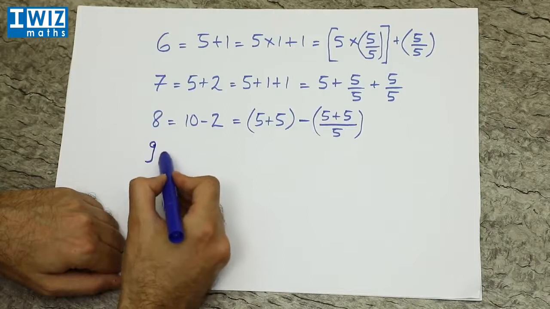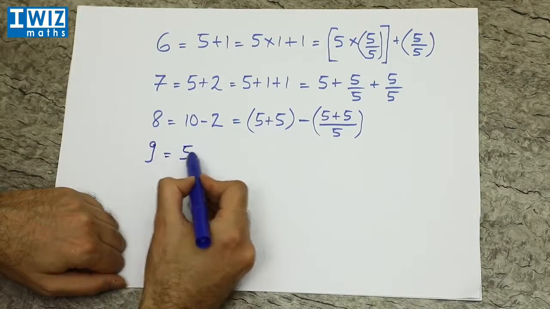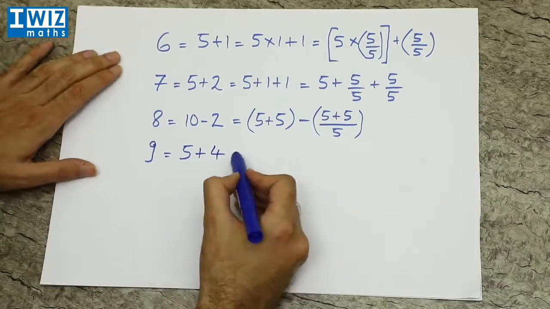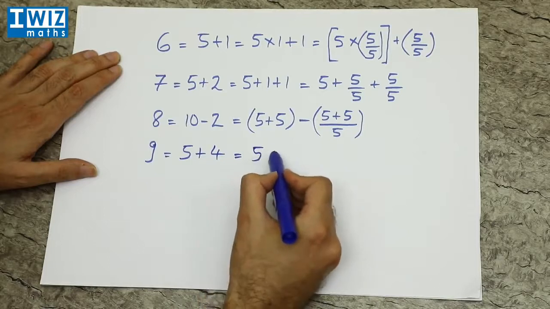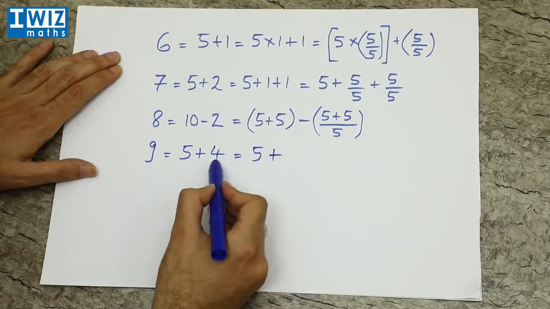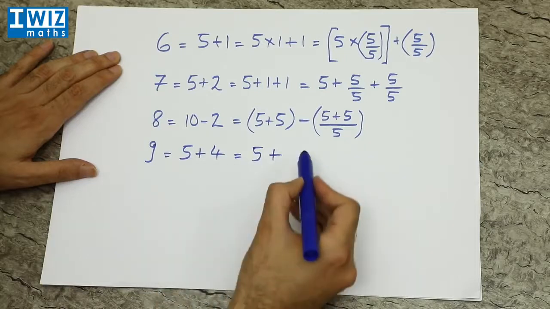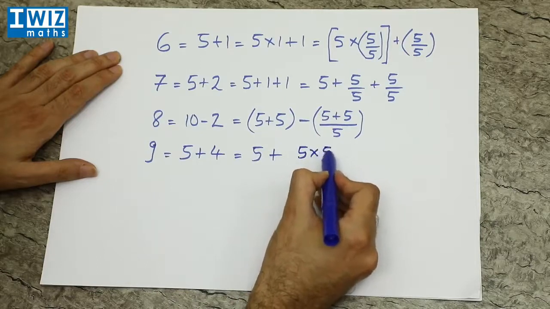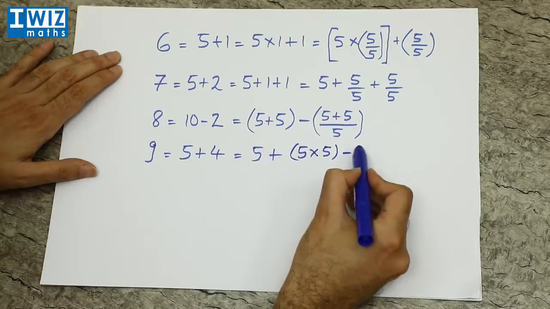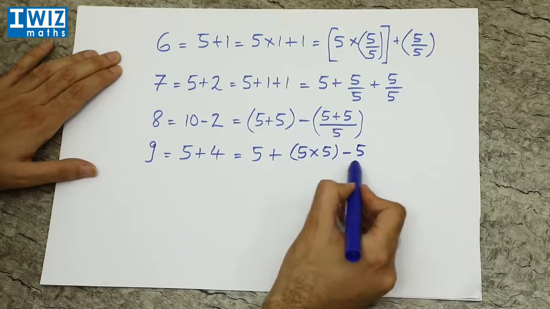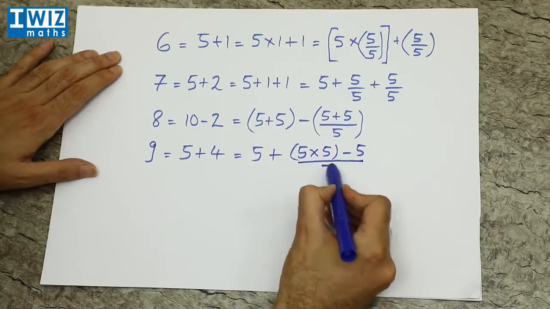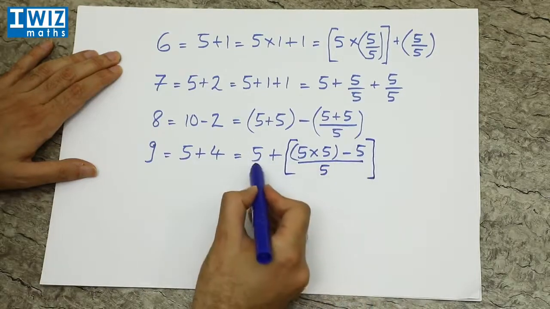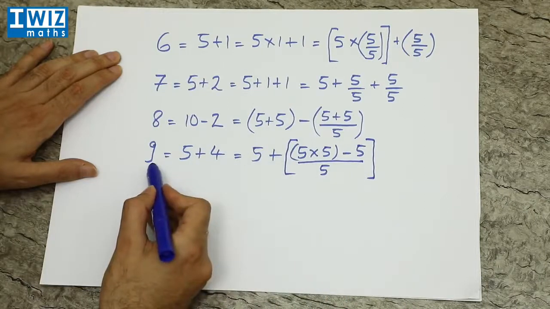When you're looking at the number 9, 9 can be written as 5 plus 4, and so that is 5 plus, writing 4 is a little tricky, but not impossible. So that would be 5 times 5, which is 25, minus 5, which is 20, divided by 5 gives us 4. So put a bracket around there. So that's 5 plus 4 is equal to 9.